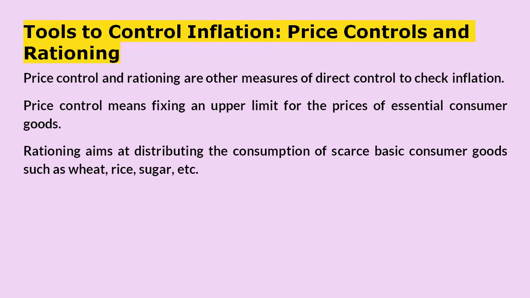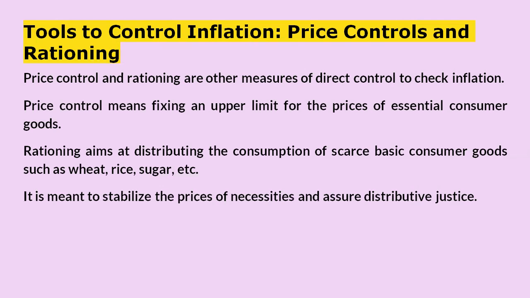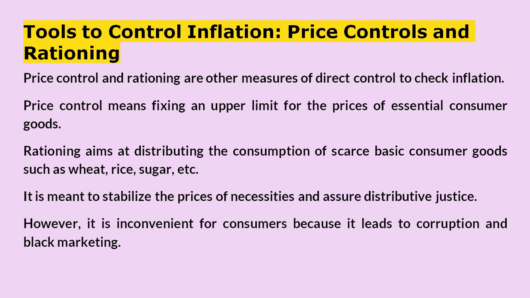Rationing aims at distributing the consumption of scarce basic consumer goods such as wheat, rice, sugar, etc. It is meant to stabilize the prices of necessities and assure distributive justice. However, it is inconvenient for consumers because it leads to corruption and black marketing.